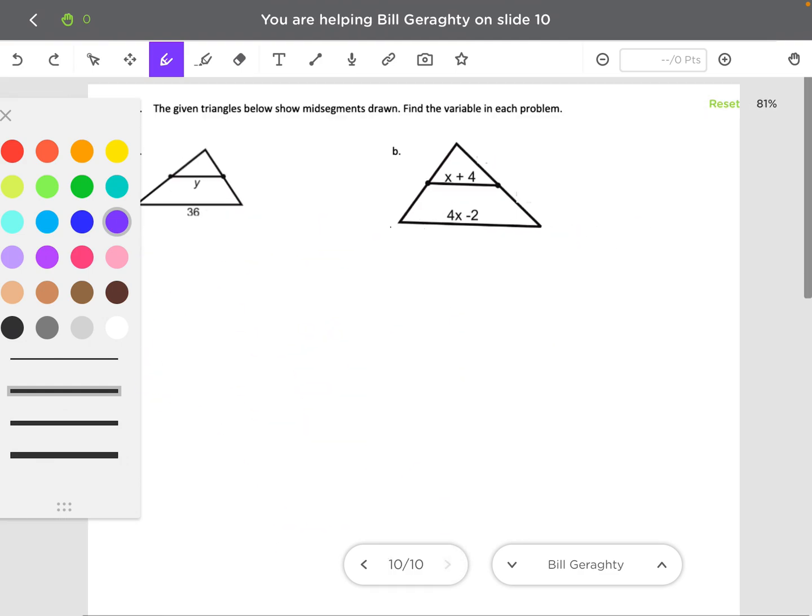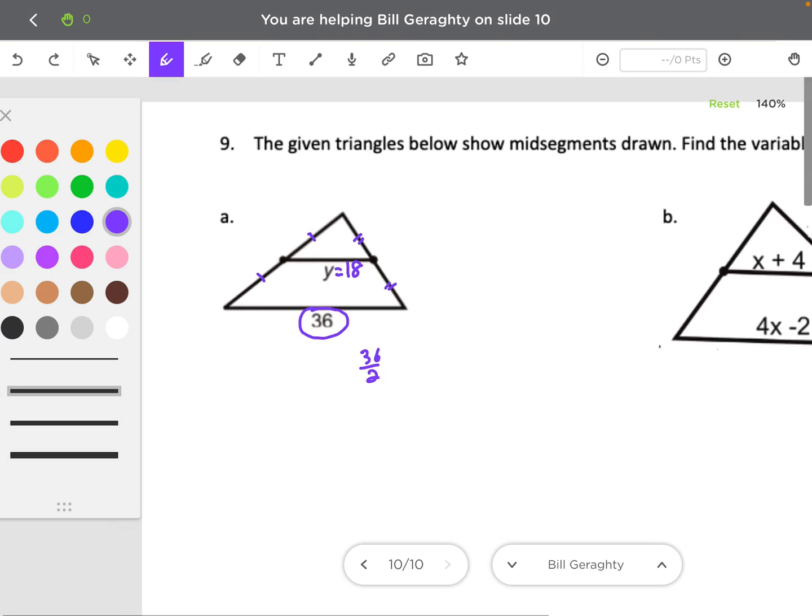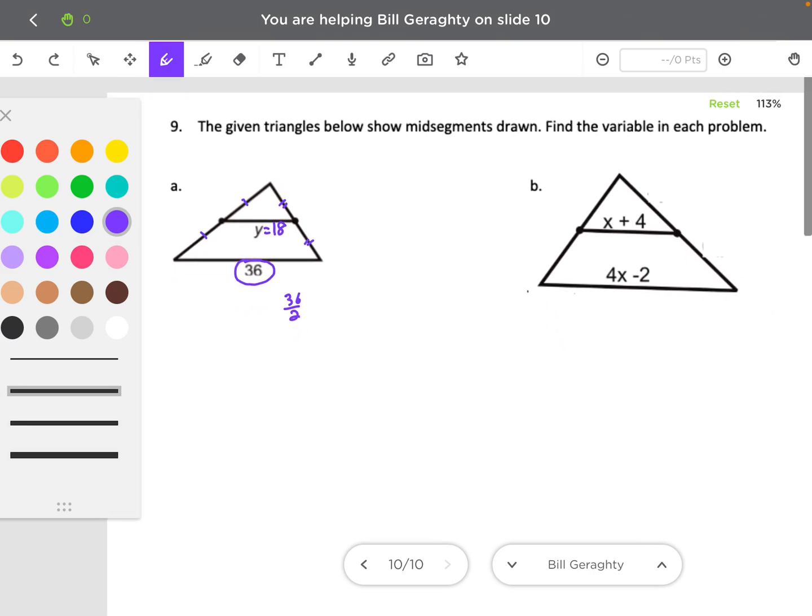And the last problem right here, a mid-segment. When you draw a mid-segment, you're cutting essentially the triangle in half. Okay, so if this big side down here is 36 and it gets shrunk, then y is going to have to be 36 divided by 2, which ends up being 18.